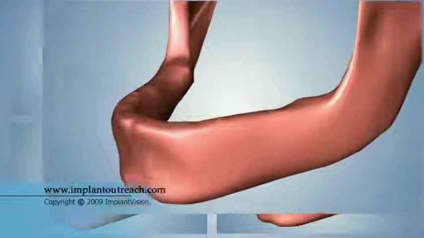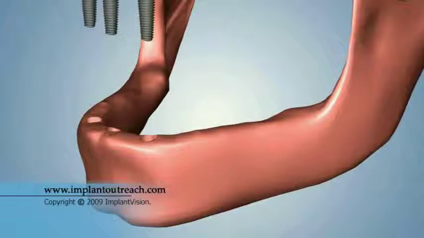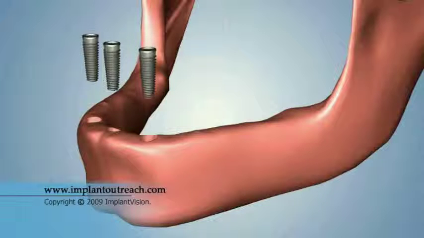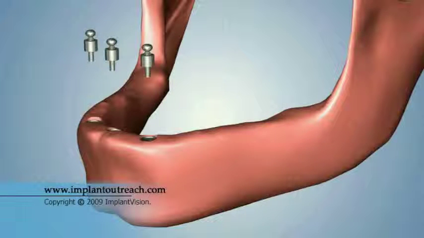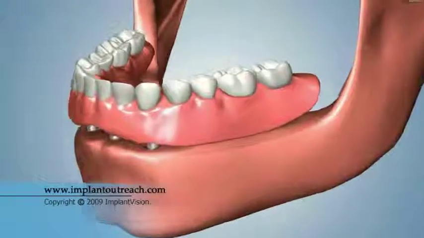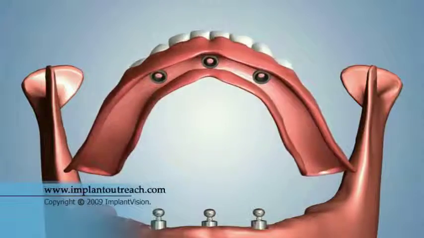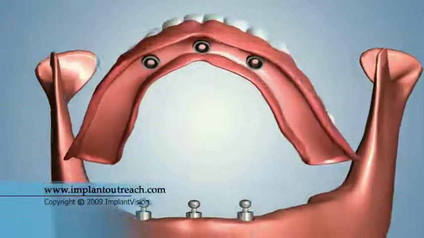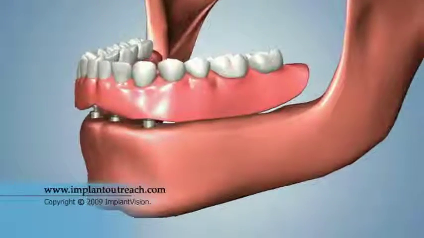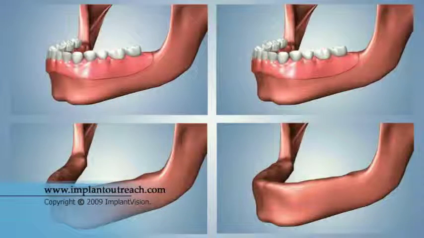A second option may involve the placement of 2 or 3 dental implants. Ball-shaped abutments are placed over the implants, and a customized denture is then designed to snap securely into place over the abutments. This is a connection type known as the ball and O-ring attachment. This denture can also be removed by the patient.